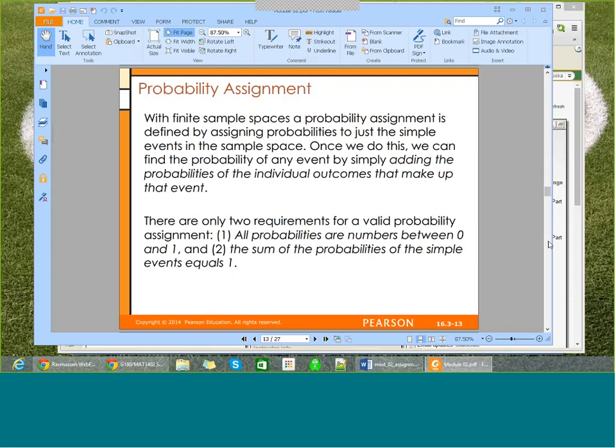Before I get there, two things about probability values. It can only be between 0 and 1, or 0 to 100. And if you add up all possibilities, they have to add up to 1, but not more than 1.